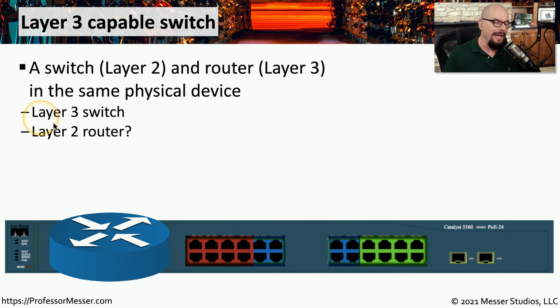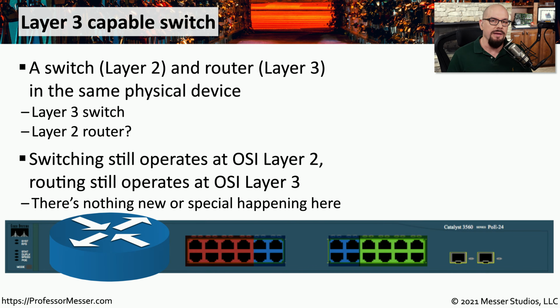And although we call it a Layer 3 switch, we're not really switching at Layer 3. Switching occurs at Layer 2, and at Layer 3, we would be routing. The manufacturers combine both switching and routing inside of the same device. You'll still have configuration settings you'll need to make for the switching side and a completely different set of configuration settings you'll need to make for the router side.